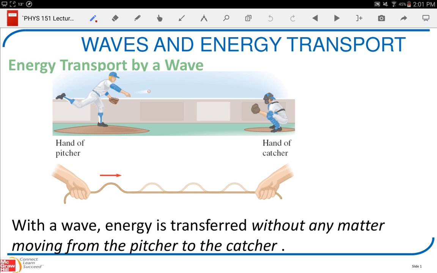If you have a string with waves on it, each piece of the string stays in roughly the same position. It just moves up and down. But the wave travels down the string, so the person at the other end receives energy from that string. But the part of the string, the actual matter that the person moved, never got to the person at the other end that received the energy. So that's a way to differentiate waves from what we've studied before.